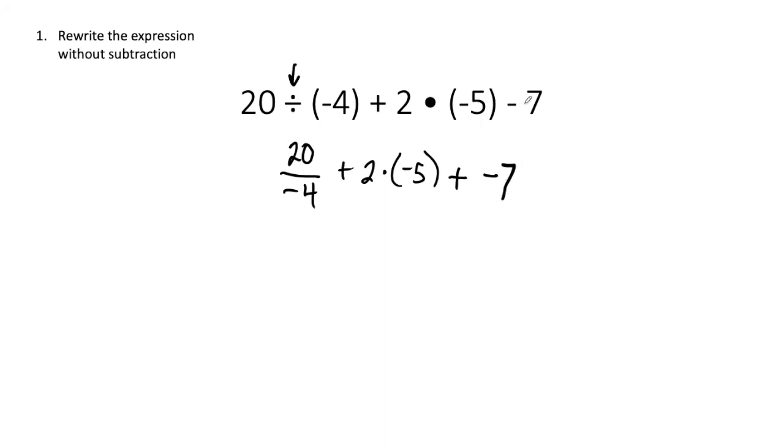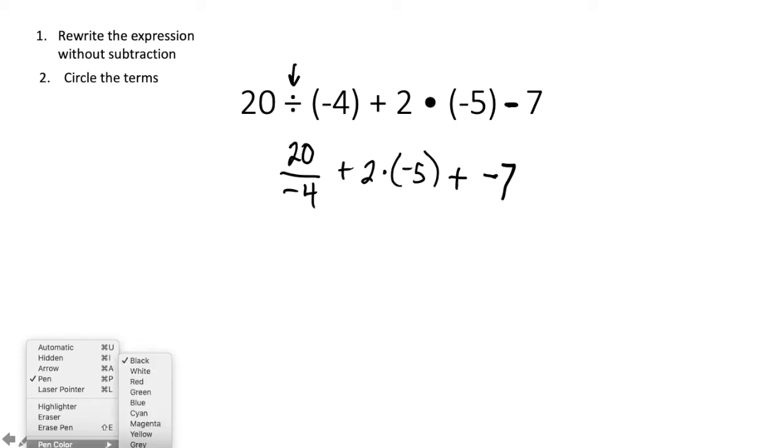But instead of minus 7, plus a negative 7. So that minus sign becomes a negative sign. It doesn't turn into a plus sign. Don't ever change a minus sign into a plus sign. That's always wrong. All right, time to circle the terms.